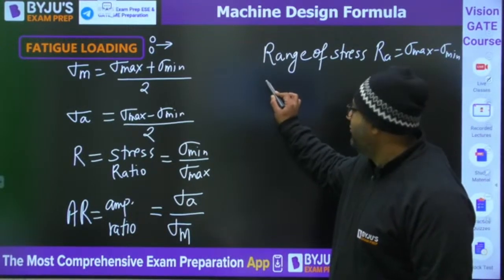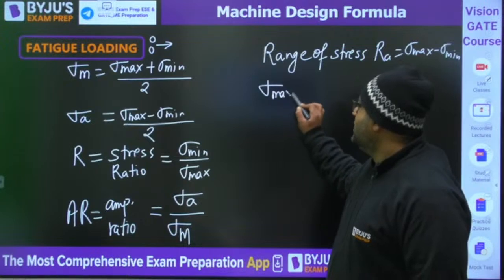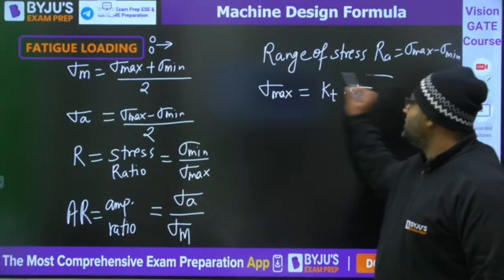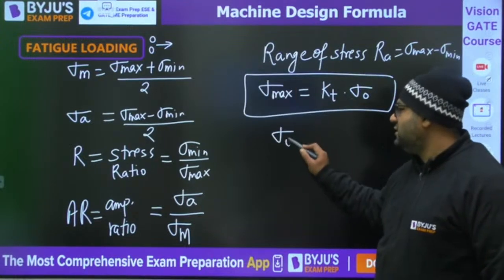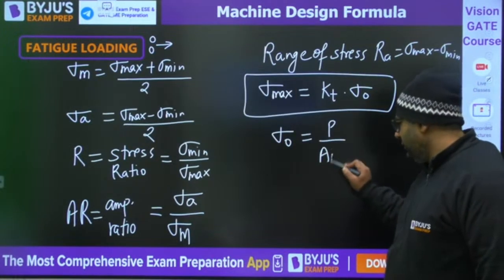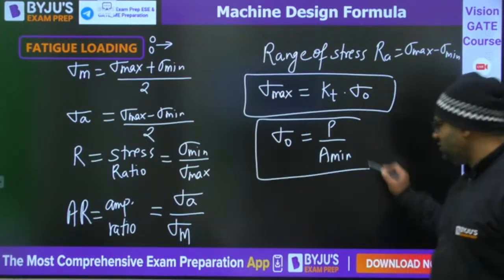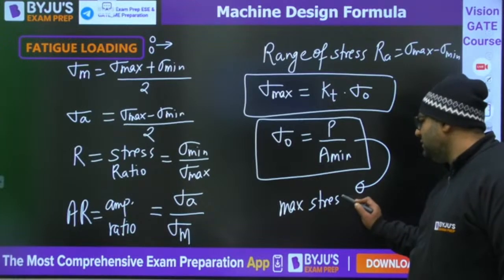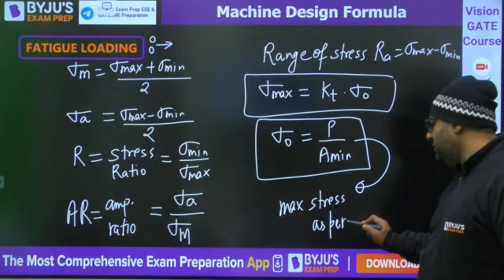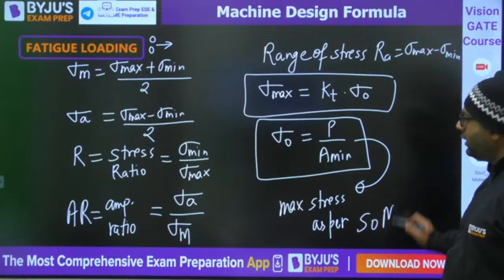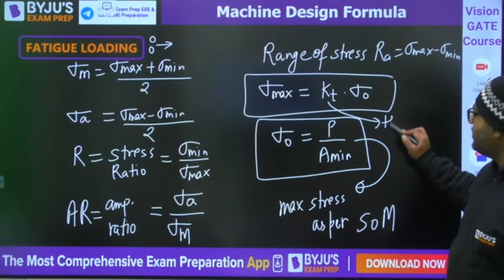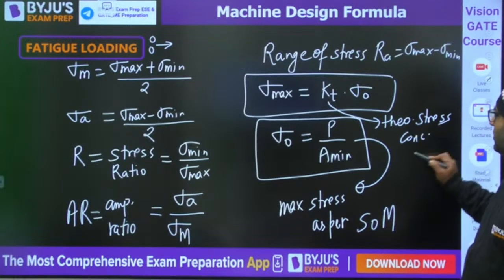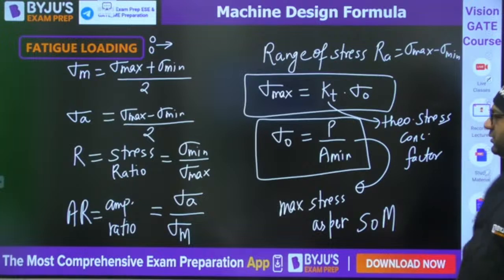Then my dear, you also have a formula for the maximum value of stress, that is defined as the theoretical stress concentration factor times the nominal value of stress. Nominal value of stress is defined as load by minimum area. This is defined as per the strength of material. So this is the maximum stress as per the strength of material. Kt is the theoretical stress concentration factor.